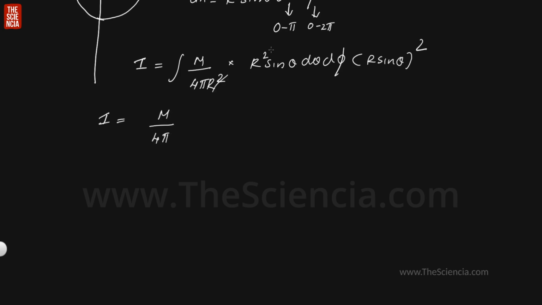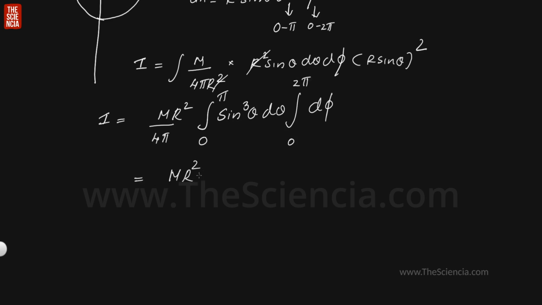Here r square will cancel, and one more r square will be there, that is m r square, integral sine cube theta d theta integral d phi. Theta limit is 0 to pi and d phi limits are 0 to pi. Okay, so what we get is m r square by 4 pi into integral of 0 to pi sine cube theta d theta, which is 4 by 3.